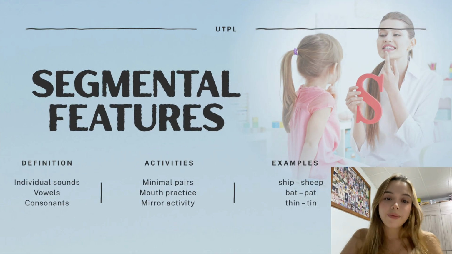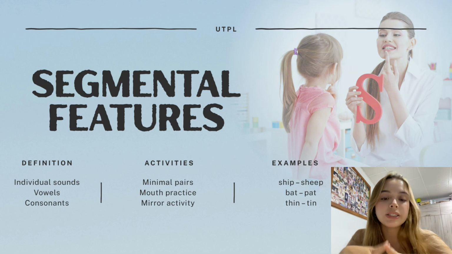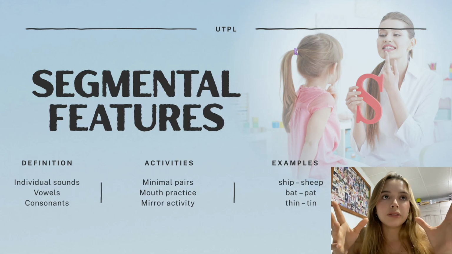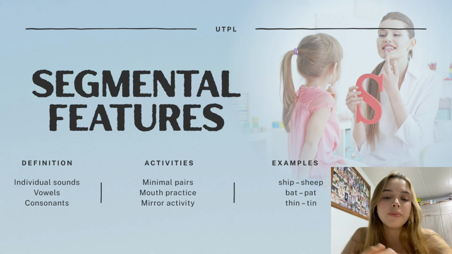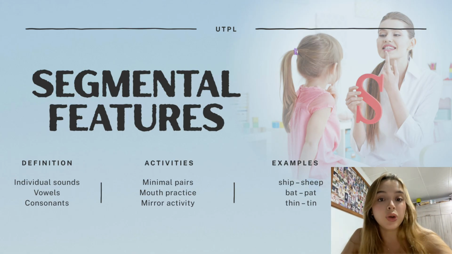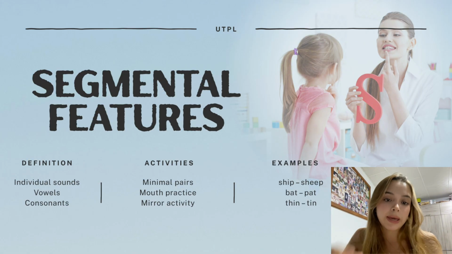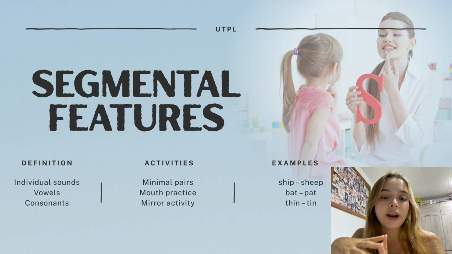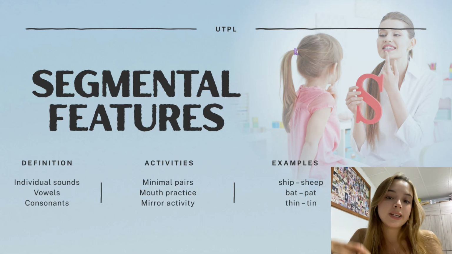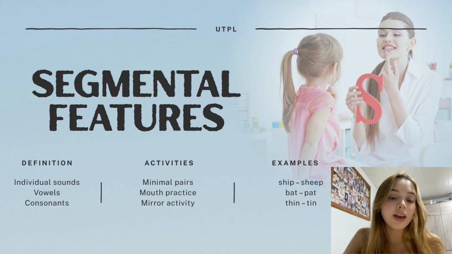Let's start with segmental features. These are individual sounds of English, like vowels and consonants, and for many students, some English sounds are new, so they need practice to hear and say them correctly. One great activity is minimal pairs. These are two words that are almost the same, but they change only one sound. For example, sheep and ship, bat and pat, thin and tin.